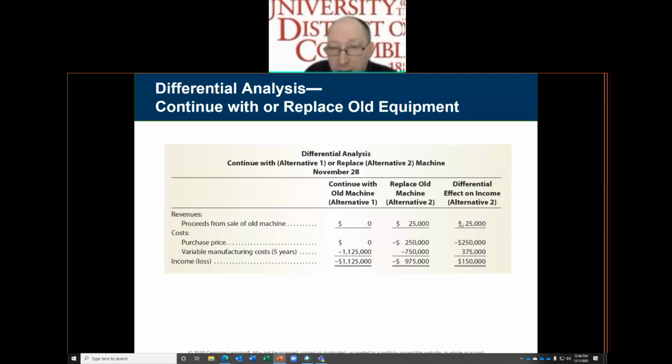You do your differential analysis, $25,000 coming in from selling the old machine, minus $250,000 for the purchase of a new machine. The difference between the two variable costs is $375,000. Gets us to a net income of $150,000. So the clear decision here is to replace the old machine with a new one. And how do we come up with that decision? Because our net loss is less with the replacement.